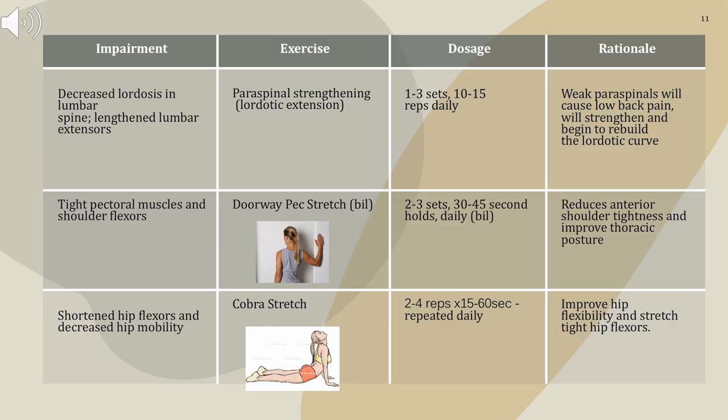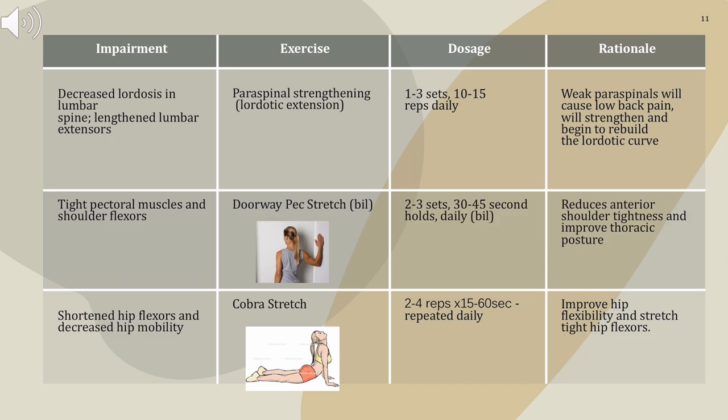For the first impairment, it would be decreased lordosis in lumbar spine and lengthened lumbar extensors. For the exercise, that would include paraspinal strengthening for lordotic extension. For the dosage, it would be about 1 to 3 sets and about 10 to 15 reps daily. For the rationale, it would be weak paraspinals that will cause low back pain and will strengthen and begin to rebuild the lordotic curve.